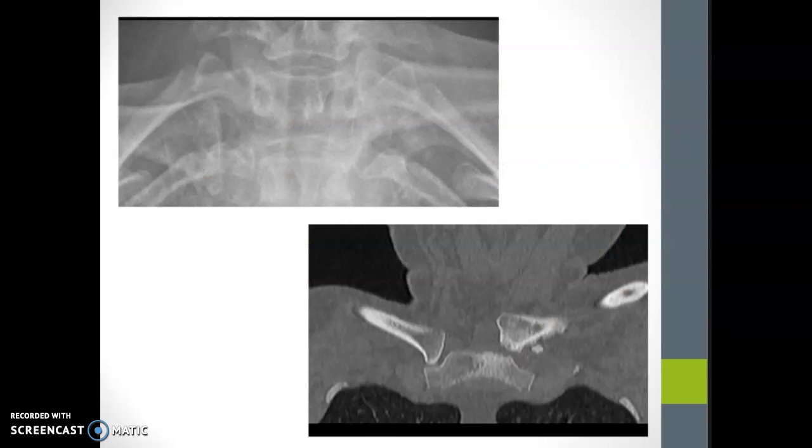So here we're looking at sternoclavicular dislocation. On X-ray, can't really see too much around the area because there's lots of overlying structures. Looking on CT, you can see the sternum here. You can see the clavicle in joint, clavicle out of joint here.